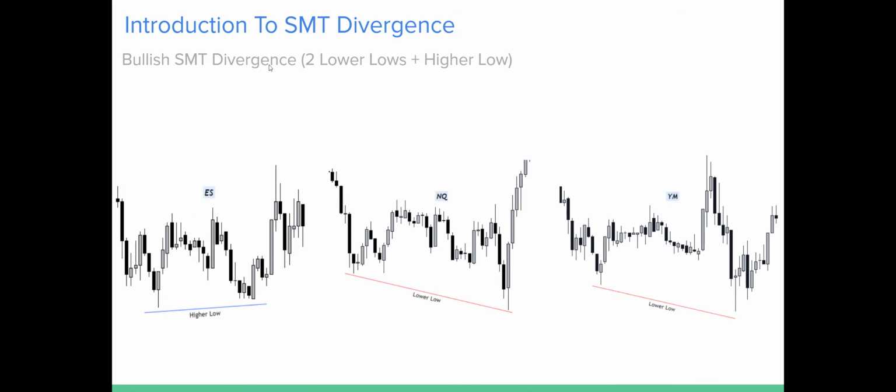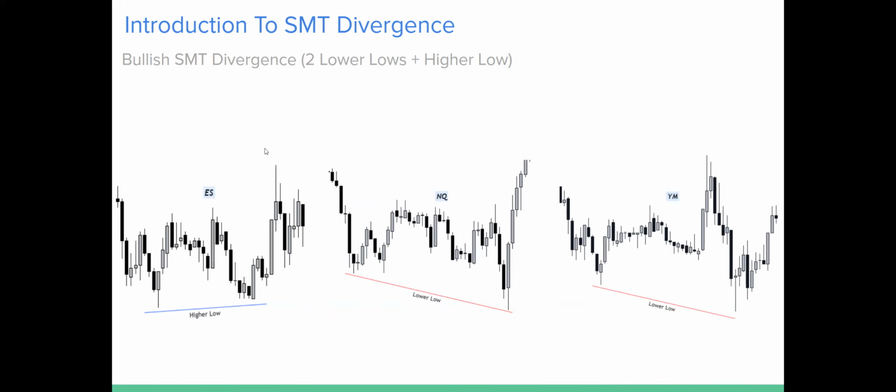Introduction to bullish SMT divergence. So this is the first formula, two lower lows plus one higher low. So we have ES, NQ, and YM. We're comparing this low in here. So where this low is, we're comparing right here, we're comparing right here. So we can see ES is failing to make a lower low in here. It's making a higher low. On NQ, it's making a lower low, and on YM, it's making a lower low as well.